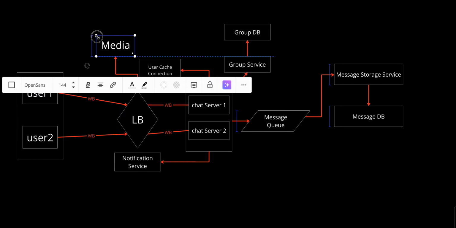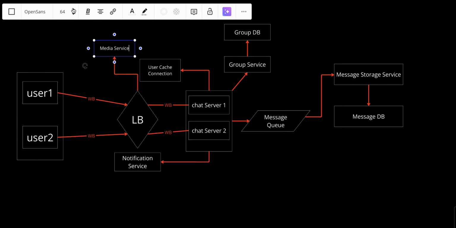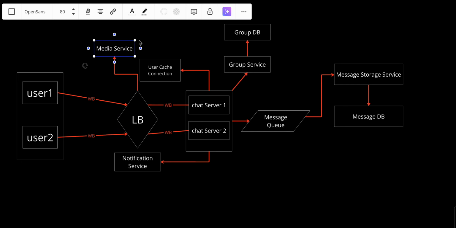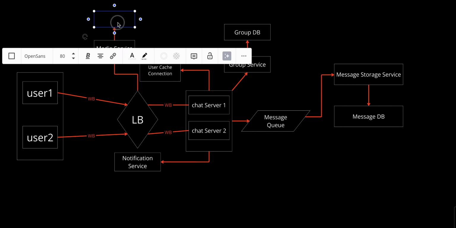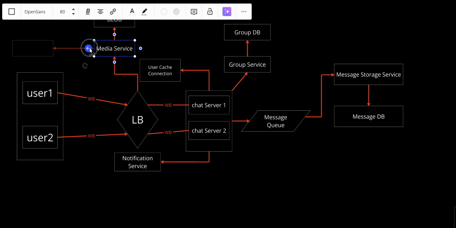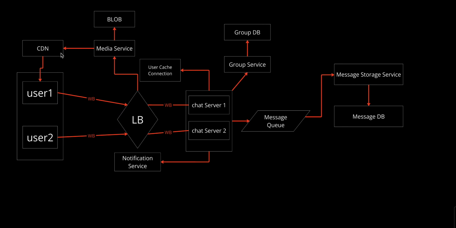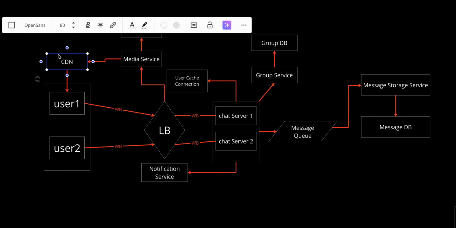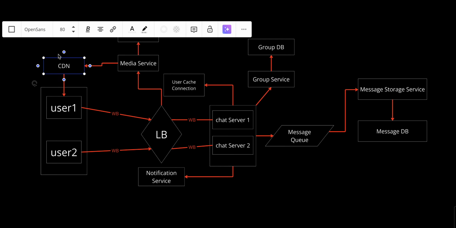This media service should be connected with a blob storage, like S3 or something like that. A blob storage is short for binary large object. Also, because we said that we need everything to be as fast as possible, and also to improve the user experience and reduce the latency, we'll use a CDN. The CDN basically will try to cache any asset data like images, videos, stuff like that, at a position which is closer to the user.